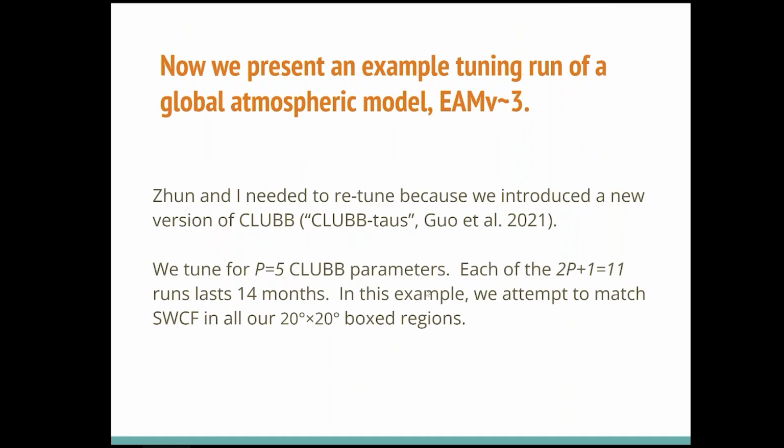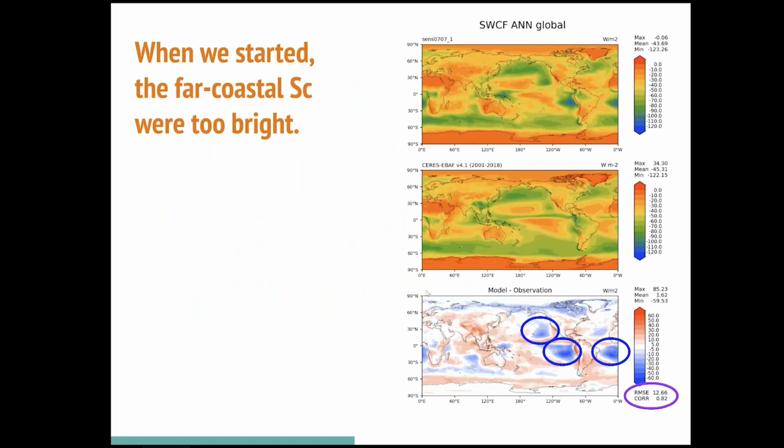So this is what we started with. This is our simulation, and the stratocumulus were just too bright. The shortwave cloud forcing was too strong as compared to OBS. And you can see in the bias plots it's just way too bright. And so our RMSE is sort of an unimpressive 12.66.